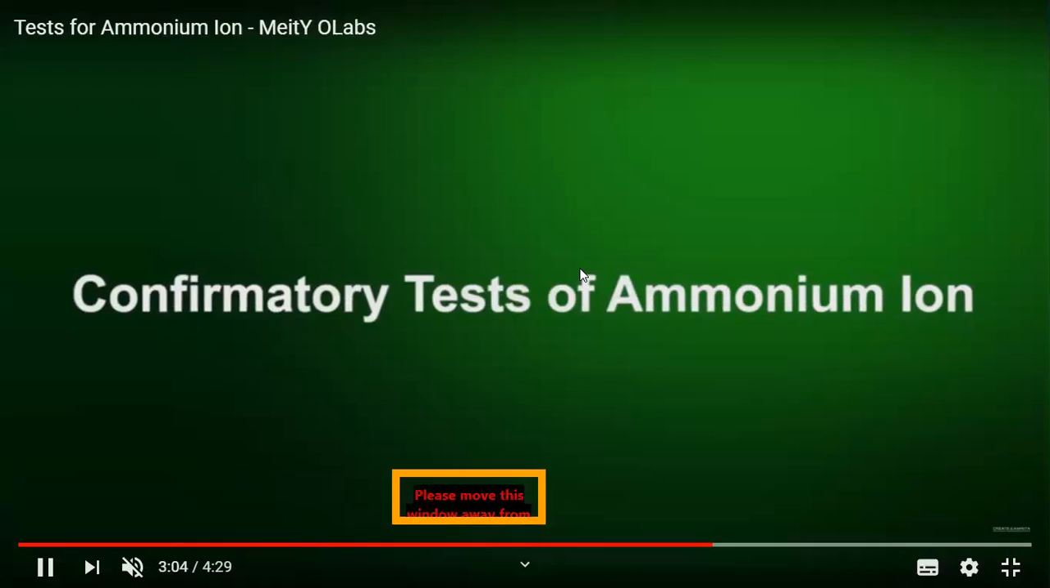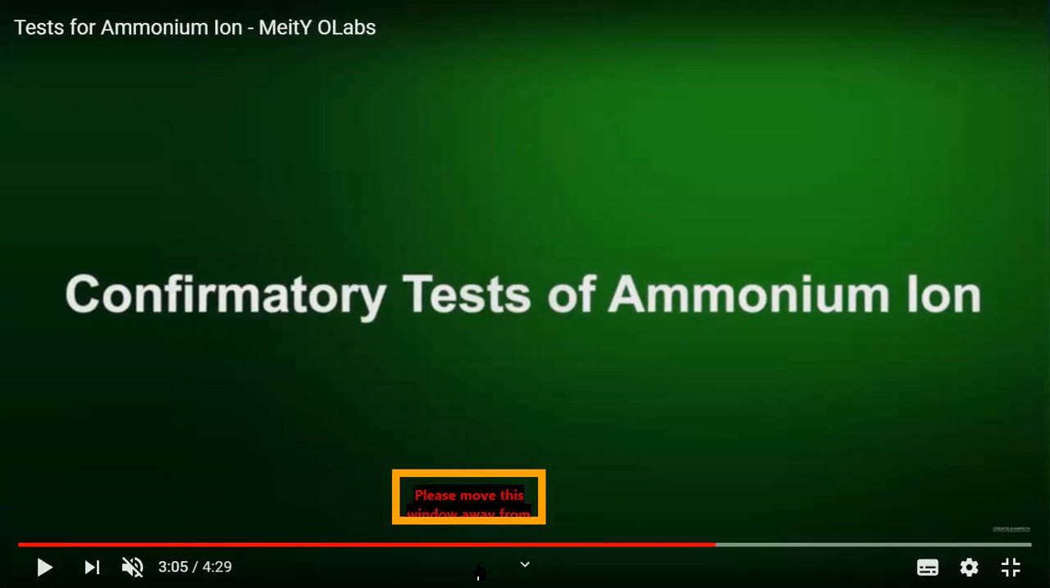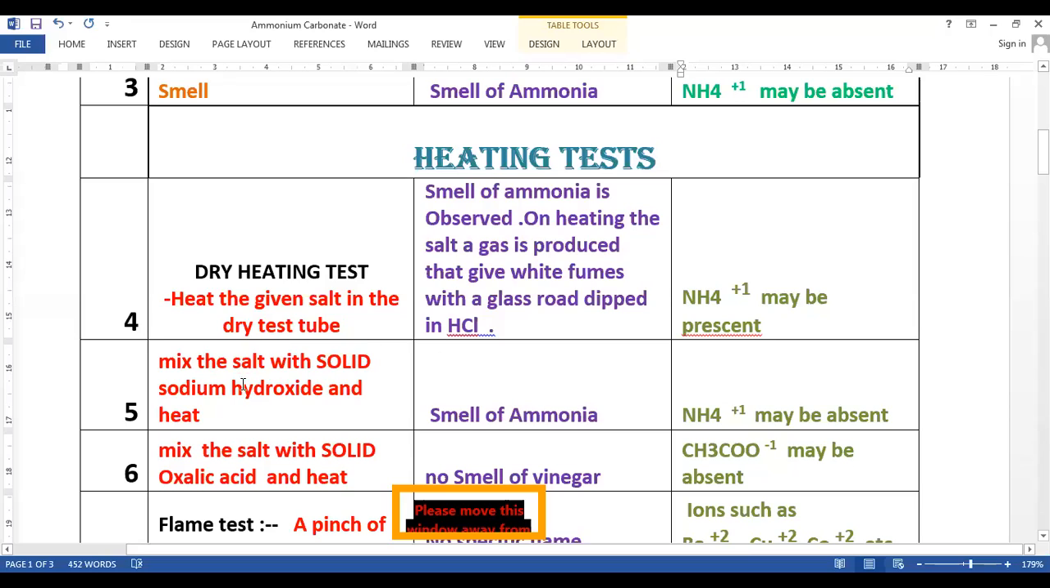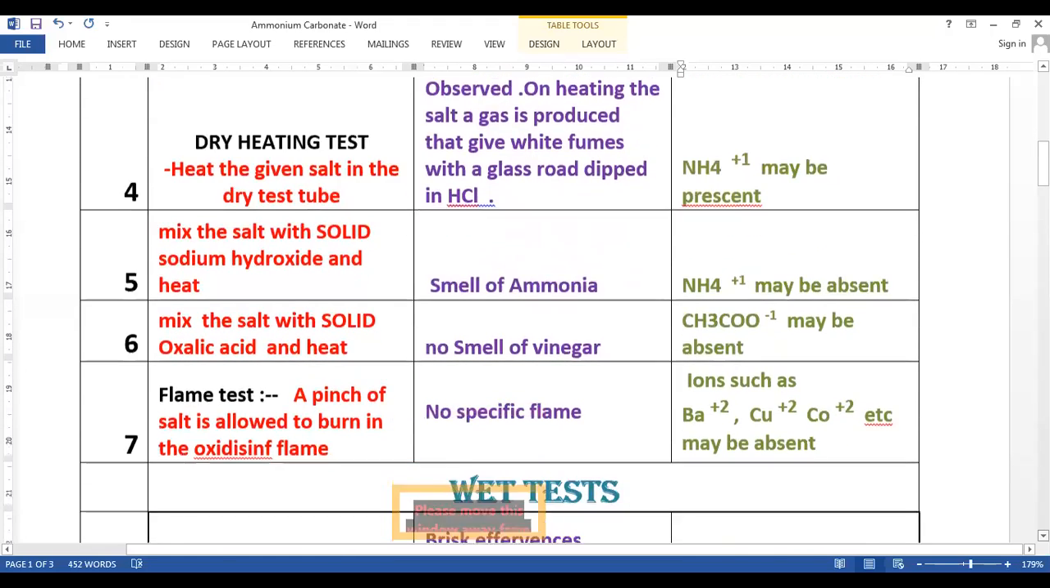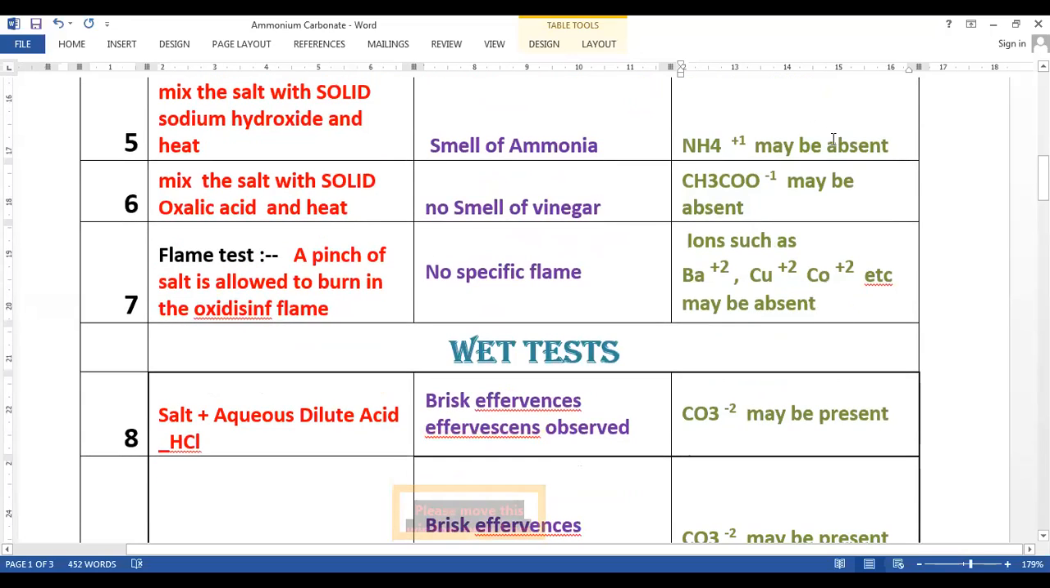This is how you can see. Then we'll move to the next test. So you can see that we have mixed the salt with the solid sodium hydroxide and heated it. We again get the smell of ammonia, and that is how we can say that NH4+ may be present.